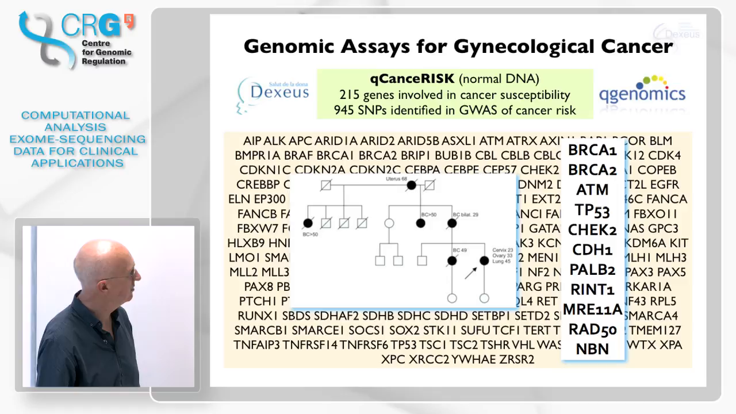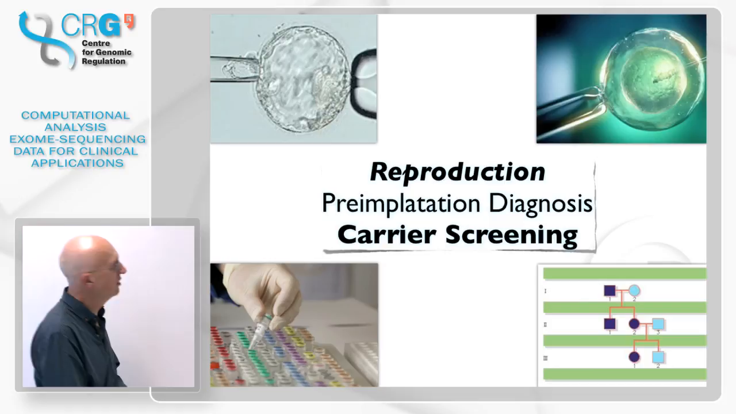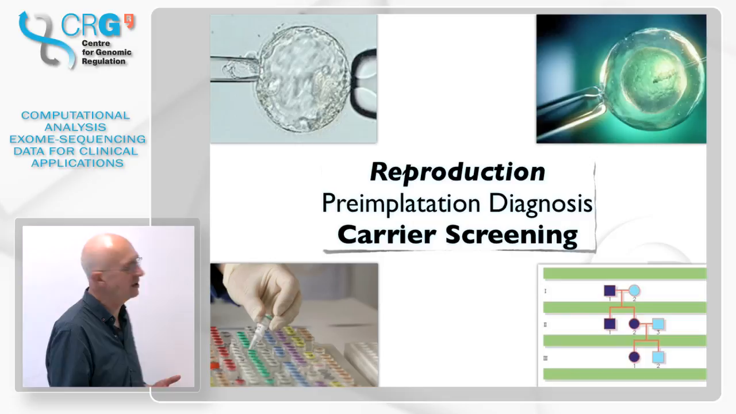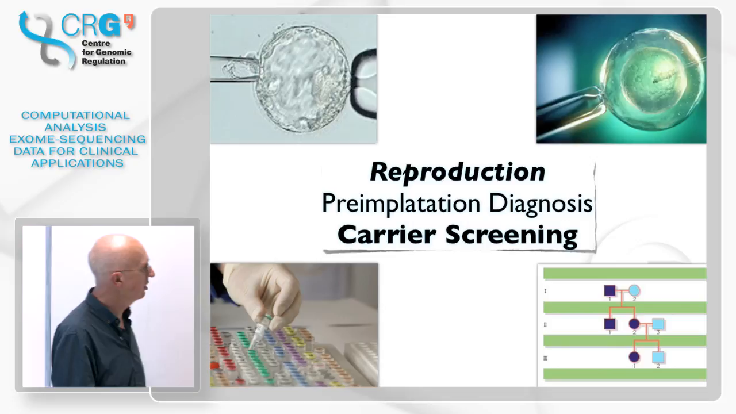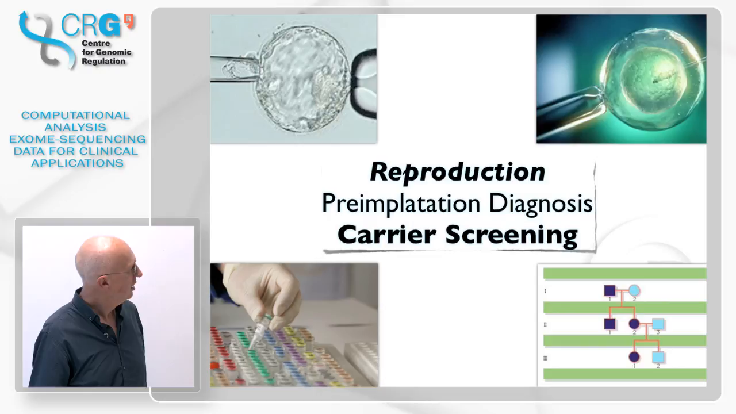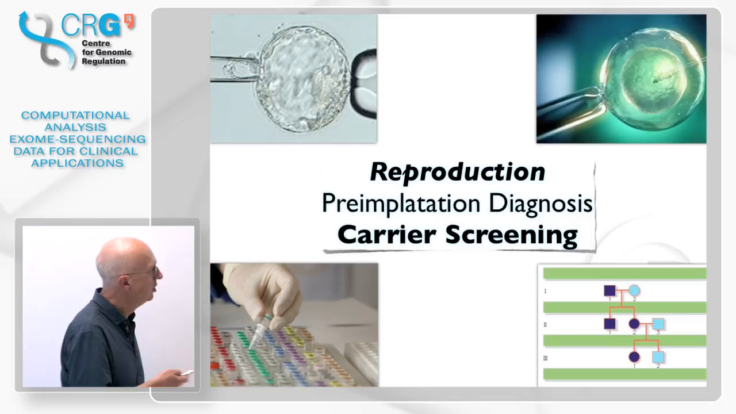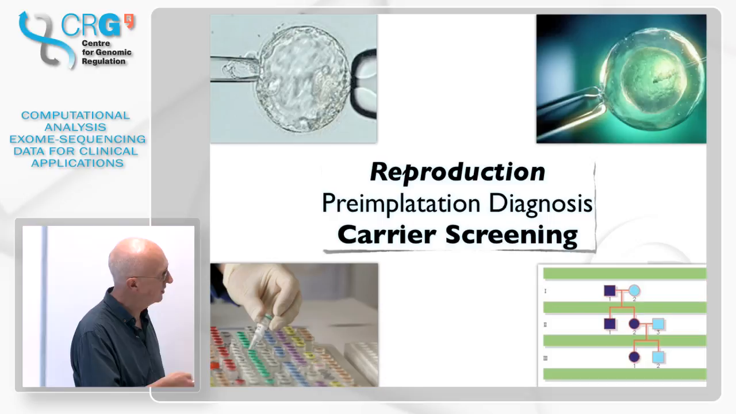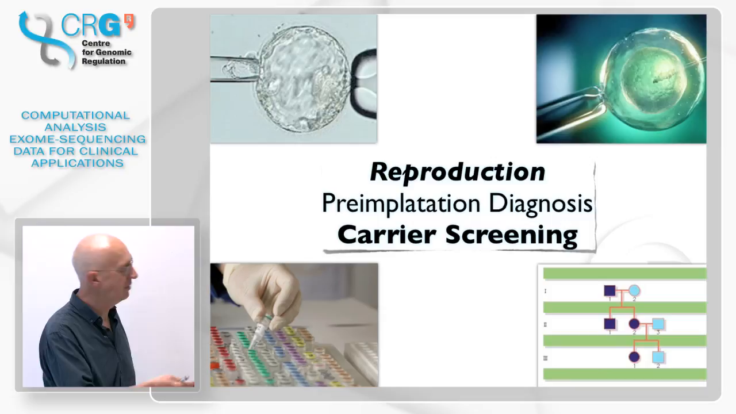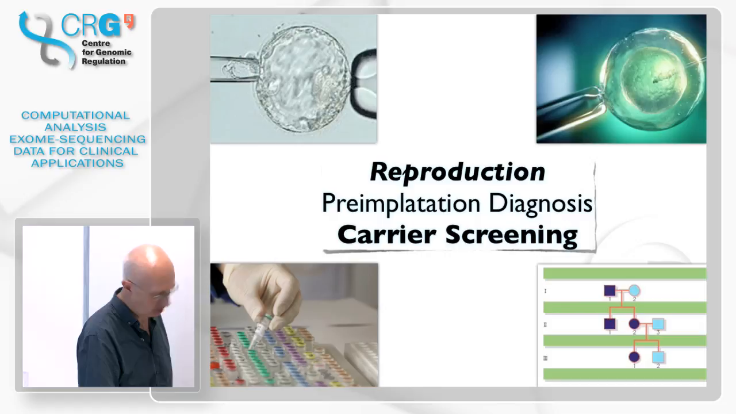So this is something that can now be done, and in many laboratories hundreds of panels have been developed, and then you could modify your analysis pipelines to perform the study that you want. But one of the areas in which we have also been working, and I will show you an example of what we have been doing, is carrier screening in reproduction. Pre-implantation diagnosis is now also being done through next generation sequencing or specific targeted resequencing for point mutations, but pre-implantation screening for aneuploidies can also be done by array CGH or by next generation sequencing using different approaches.